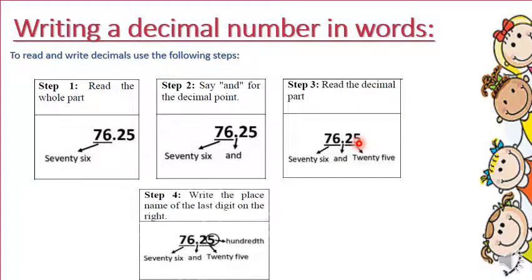The last step, which is the fourth step: write the place name or the place value name of the last digit on the right. This one, the last digit to the right, which is in the decimal part, this is tenth, this is hundredth. So to read it in a correct way, it will be 76 and 25 hundredths.